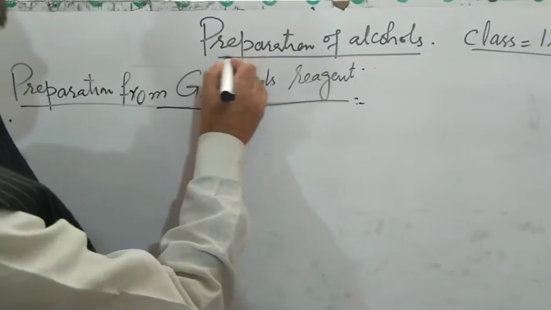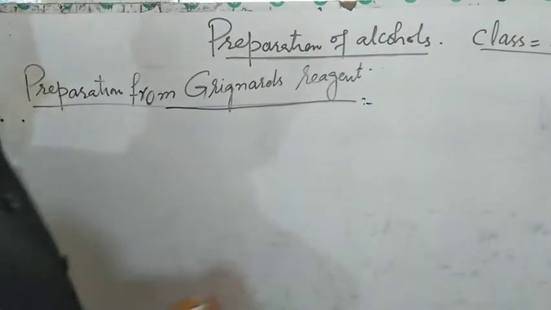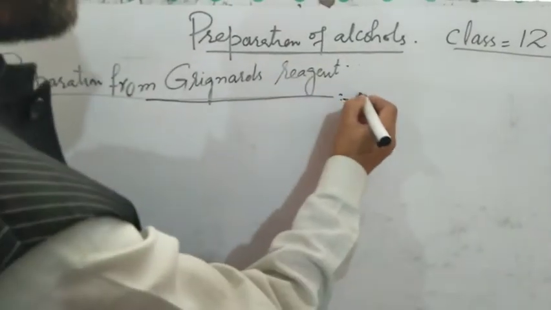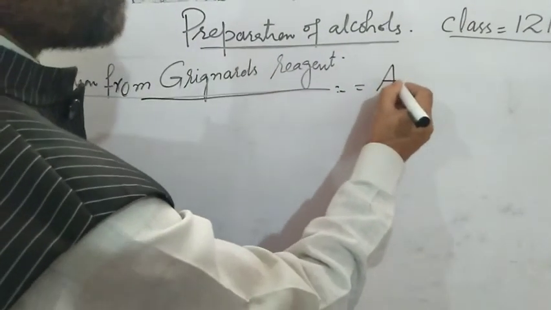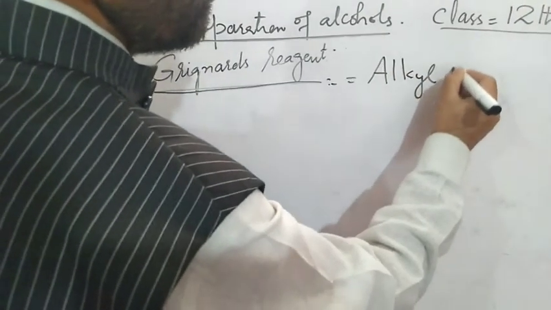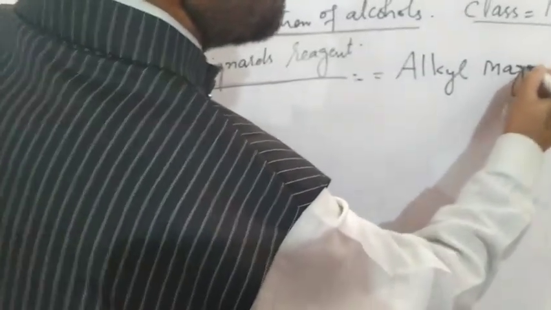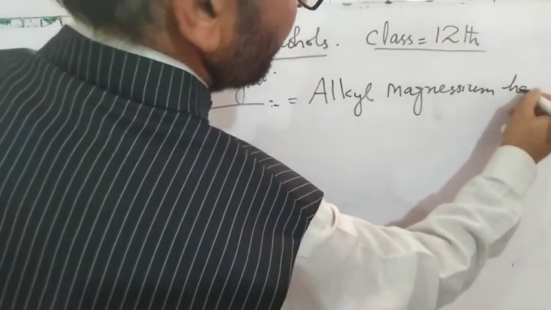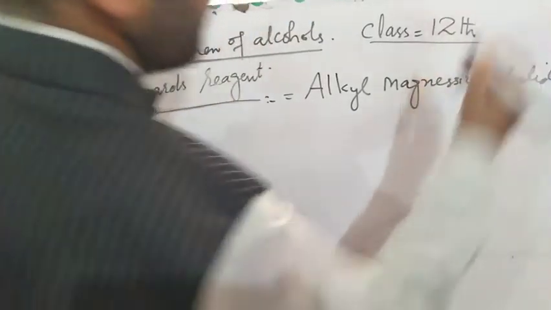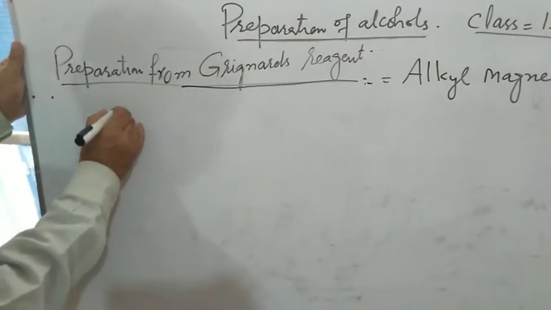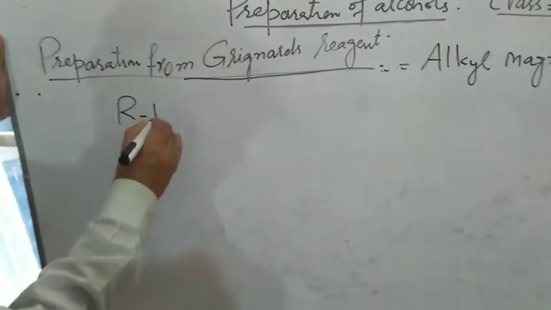Reaction of alcohols from Grignard's reagent. Now Grignard's reagents are alkyl magnesium halides. We write it RMgX.